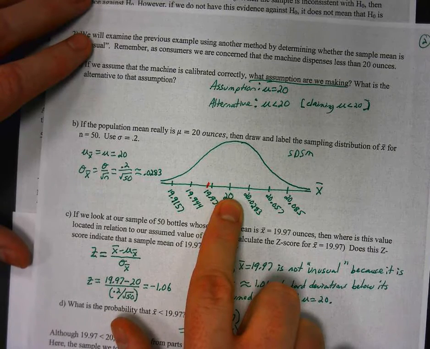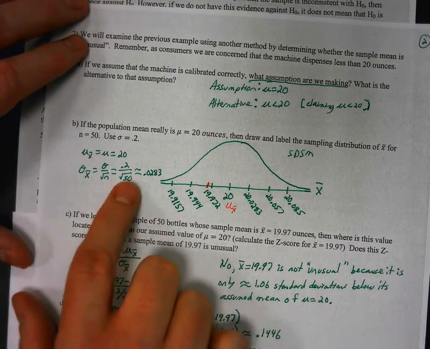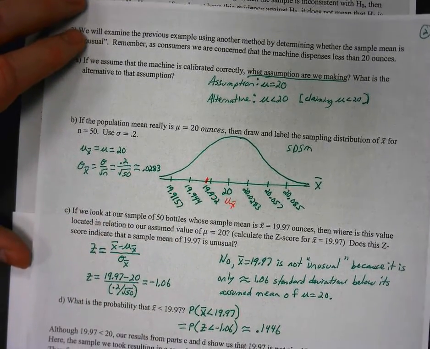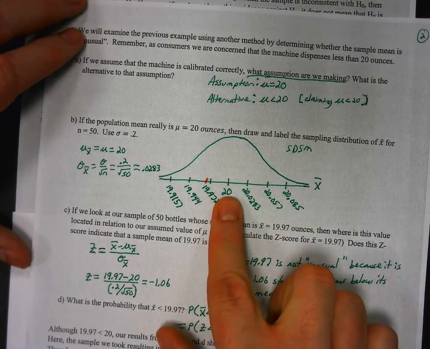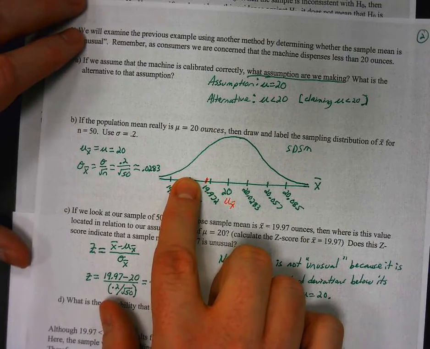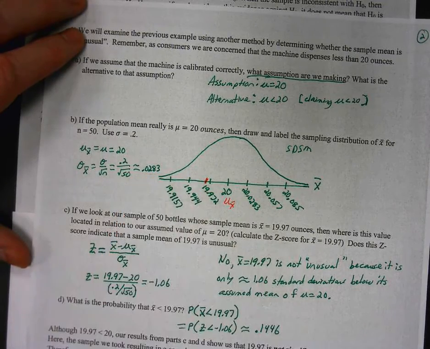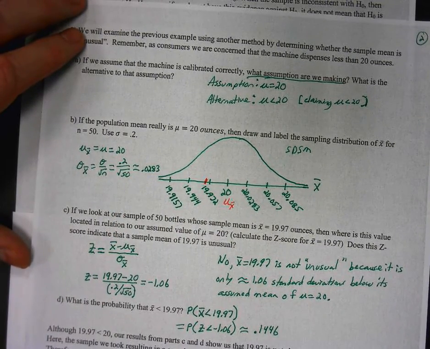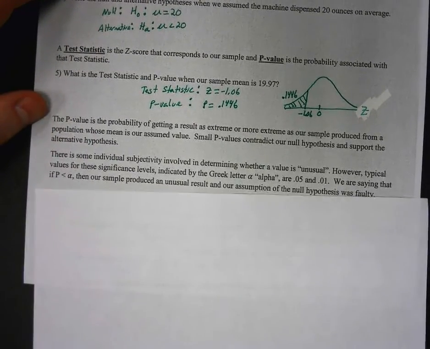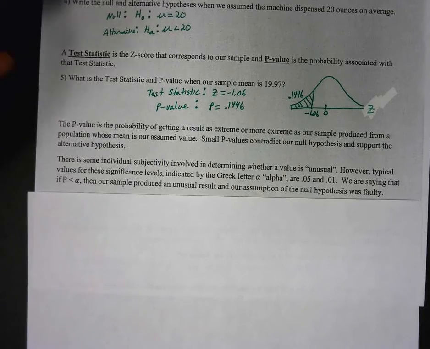the 20. So 19.90 is far enough below the 20, way over here, to say that that's an unusual result to get if the mean really was 20. You would expect the mean to be less than 20 in order to get a 19.9 as your sample mean. So that's how you look at p-values and what they mean.